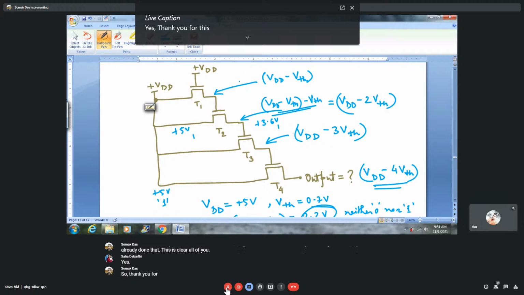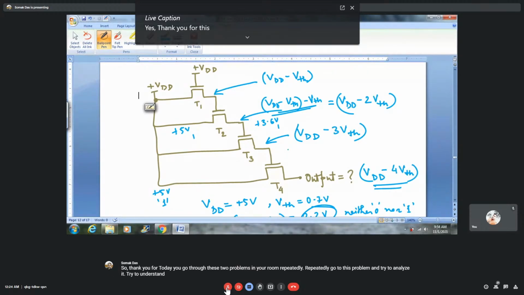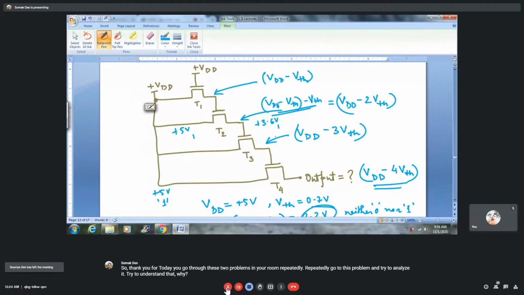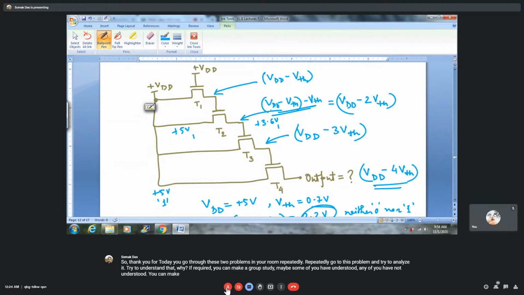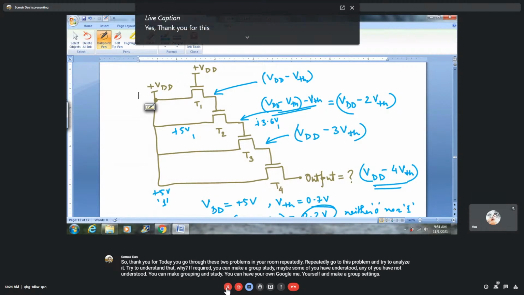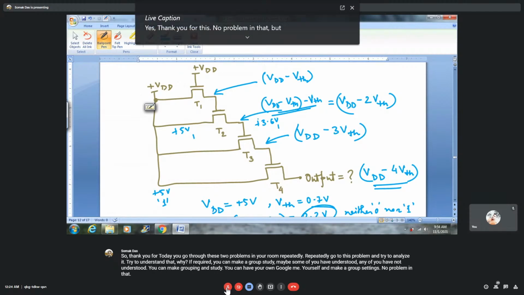I will not increase it further. You go through these two problems at home repeatedly, and try to analyze and understand why this result is coming. If required, you can make a group study. Maybe some of you have understood, many of you have not understood in this class. So you can make groups and study. You can have your own Google Meet and make a group study. No problem in that. But clear your concept before we move to the next topic. Is it clear?